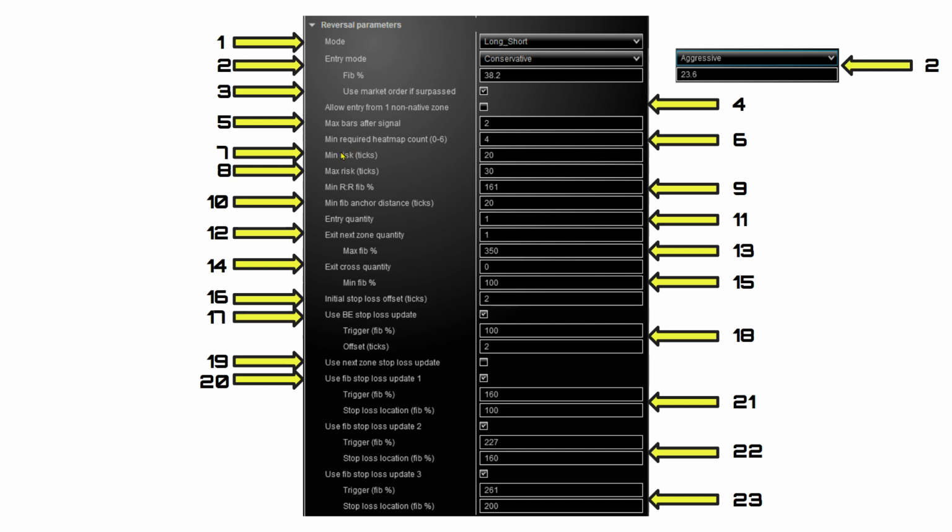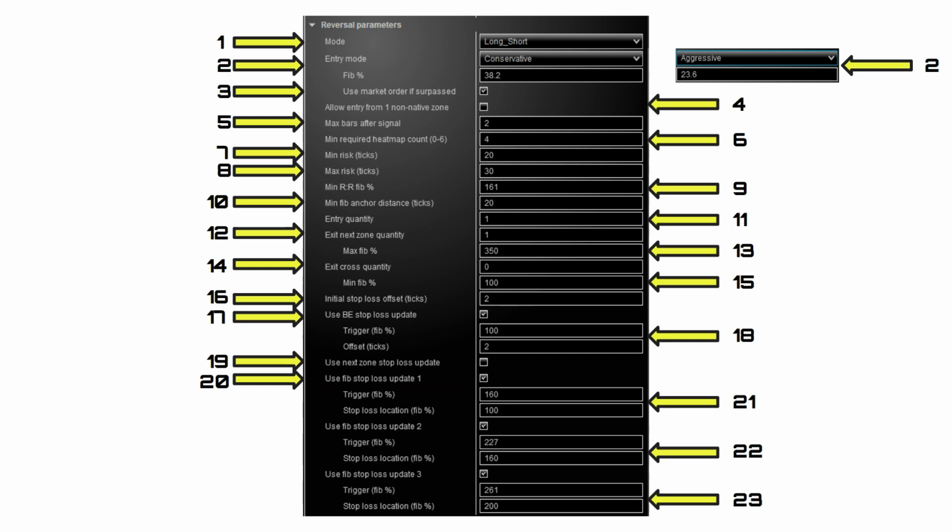Number 7 is the minimum risk. So that's the minimum size of a zone. Sometimes if the zone's really small, say 10 ticks, it will just hang around that zone for quite a while and take you in and out of trades. So the minimum size of those combined zones is very important, that it's not too thin, otherwise we'll just get stopped out really easy. That's number 7. Then number 8 is the max risk. In this case, it's 30 ticks. So we've got a window between 20 and 30 ticks, which is when this has been optimized, is the right sort of situation.